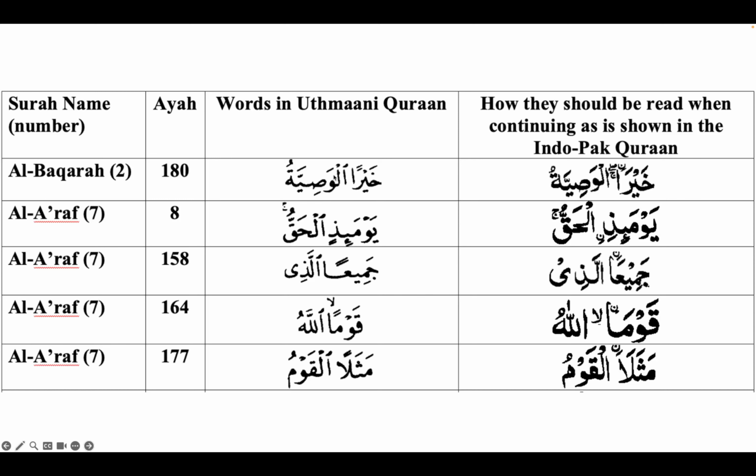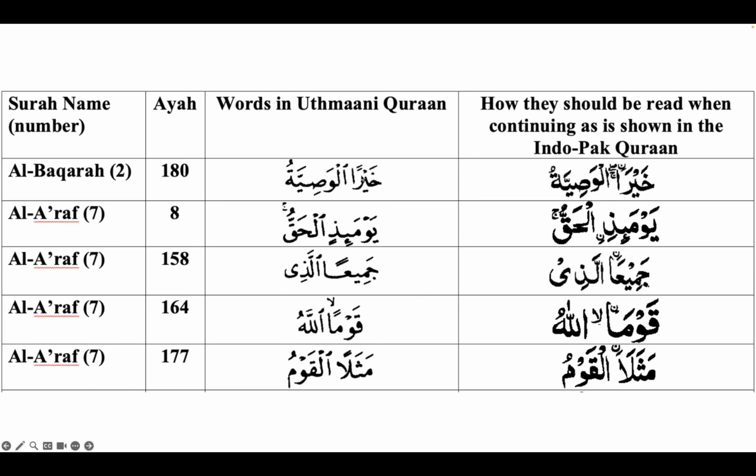Basically, two sukoons are meeting, and that's not allowed to happen. The noon sukoon of this fathatan in khayran needs to meet with this lam sukoon, but khayran and al-wasiyya are two different words, and this is not allowed to happen. So the way we need to pronounce it is kha fatha, ya sukoon, khay, ra fathatan, lam sukoon: khayranil wasiyya.